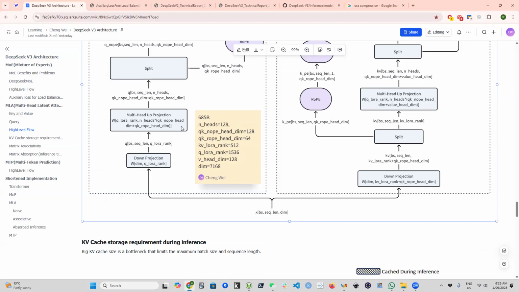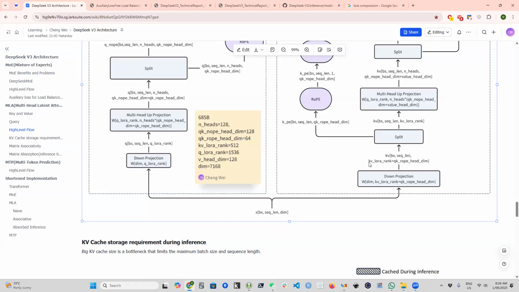Okay, so when you say up projection, I got confused. I thought up projection meant going back to the original dimension size, but actually this up projection is because there are so many multi-heads. All of the output from the multi-heads is combined together in a tensor, and that tensor increases the dimension by n heads. It gets multiplied by whatever that number is. Yeah, correct.